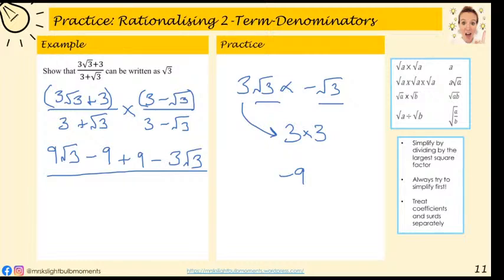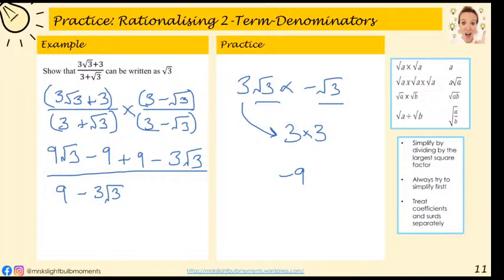I'm now going to do the same to my denominator. Remember they're both in brackets. 3 times 3 is 9. 3 times minus root 3 is minus 3 root 3. Remember, if one's a normal number, one's a surd, we just write them like that.